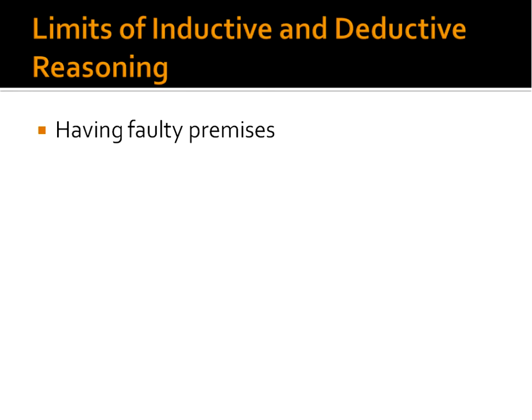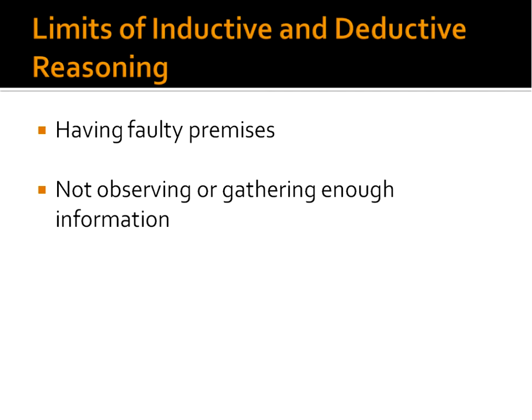Now, the reasoning process is accurate. The problem is we have started from a bad position. Right? So because we have started from a faulty premise, we are going to reach an inaccurate conclusion. So one way that reasoning is limited is if we don't have the right general principles for deductive reasoning. Secondly, we might not observe or gather enough information. And if we do this, then we could reach wrong conclusions as well.